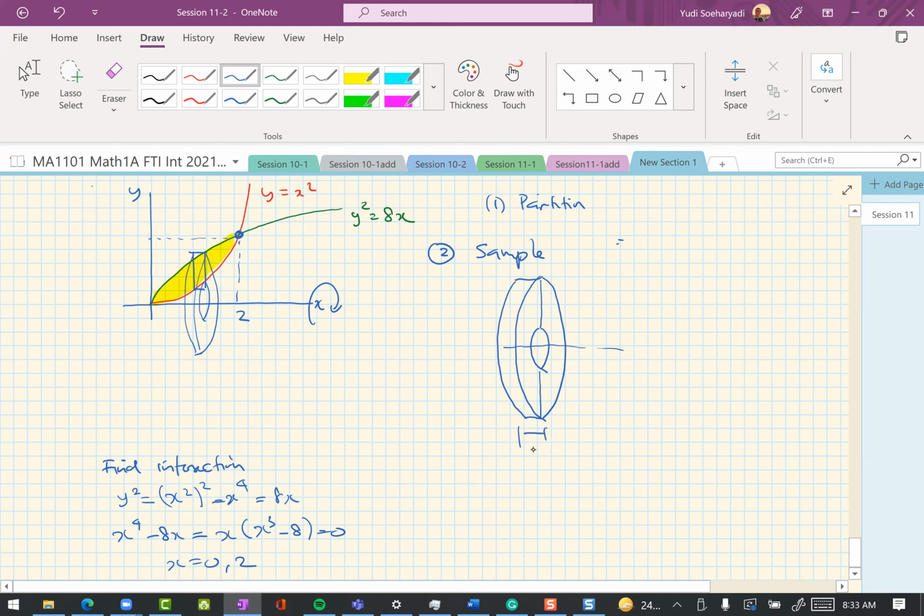Okay, so this is a delta. And this is the big disk. The big radius is the green one here, so y equals square root of 8x. And the small disk is this one here, x squared.